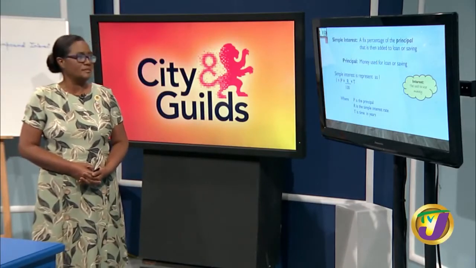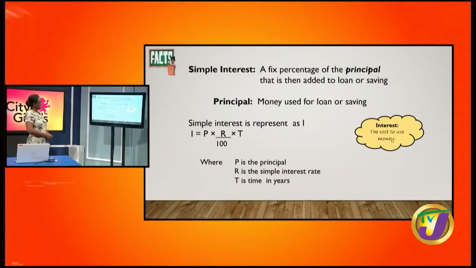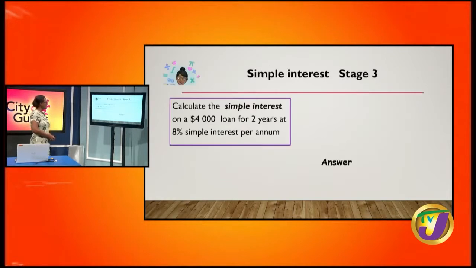There's a formula for simple interest. It is principal times rate times time, and because the rate is a percentage, then that will have a denominator of 100. So the principal is the amount you borrowed, the rate is a percentage, and the time must be in years. So let us look at a question. Simple interest is the stage 3 question. Calculate the simple interest on a $4,000 loan for 2 years at 8% simple interest. We'll try and do this on the board.